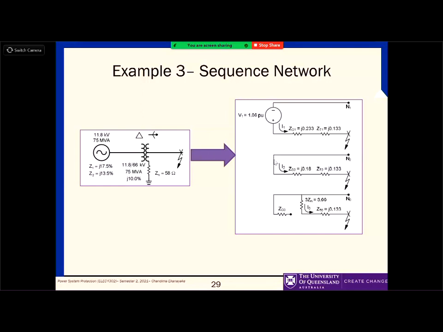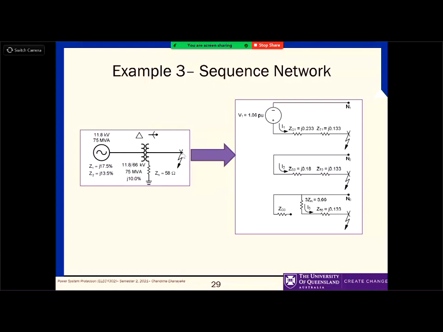Now look at the negative sequence. Again, it is the transformer and the generator. Easy, right? It's the same as what we did before. Look at the zero sequence. That is the difference. See, the zero sequence current is now going through this part of the network.